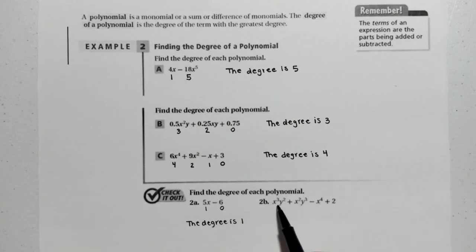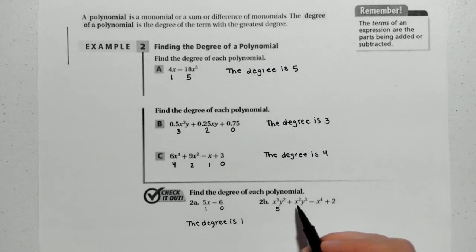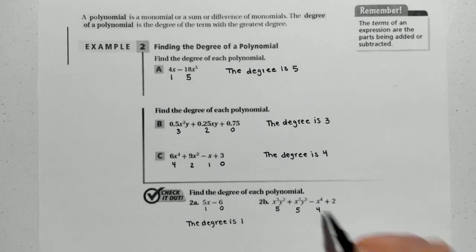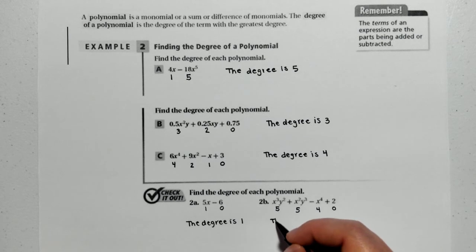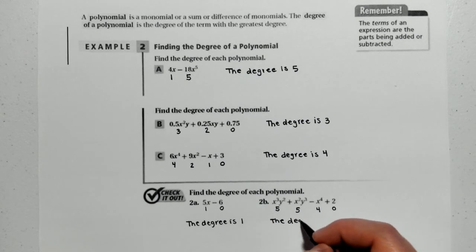B, we have x to the third, y to the second, plus x to the second, y to the third, minus x to the fourth, plus 2. X to the third, y to the second has a degree of 5. X to the second, y to the third has a degree of 5. X to the fourth, degree of 4. And then 2 has a degree of 0. So for this polynomial, the biggest degree is 5. So the degree of the polynomial is 5.